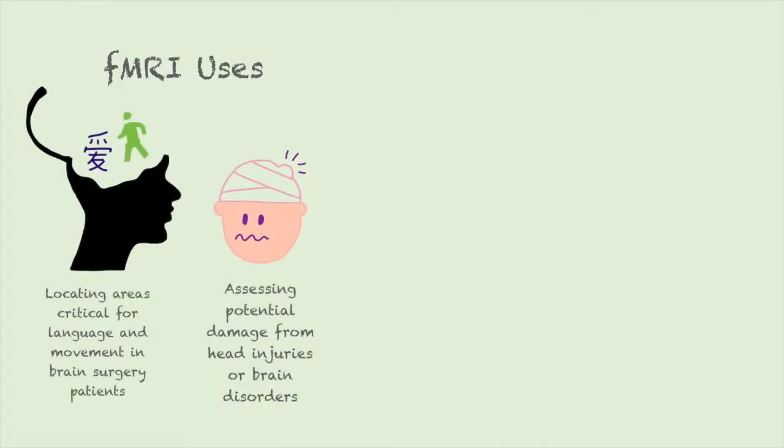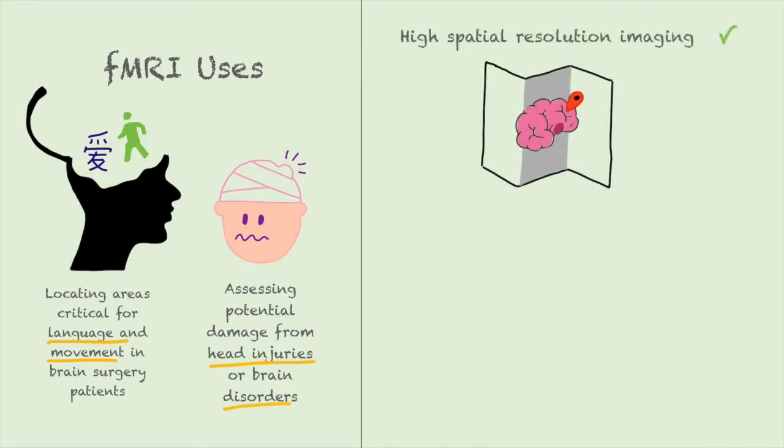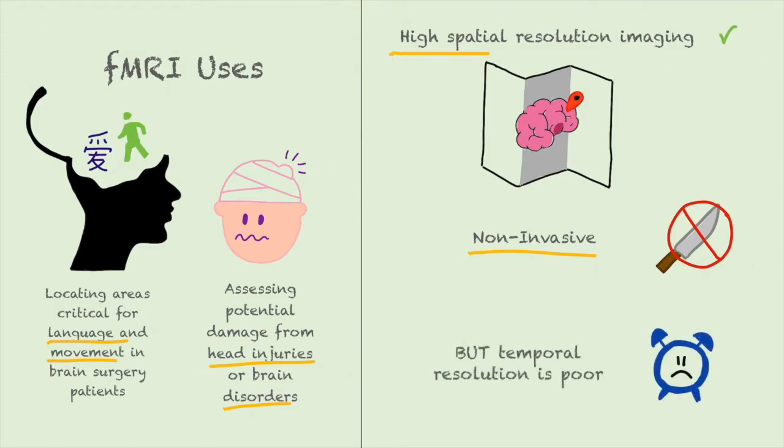fMRI is used to help identify important language and movement control areas for brain surgery patients and assess potential damage from head injuries or brain disorders. fMRI is advantageous because it produces images with high spatial resolution non-invasively. However, because it is using oxygen levels as a proxy for brain activity, temporal resolution is relatively poor compared to other methods of brain imaging.